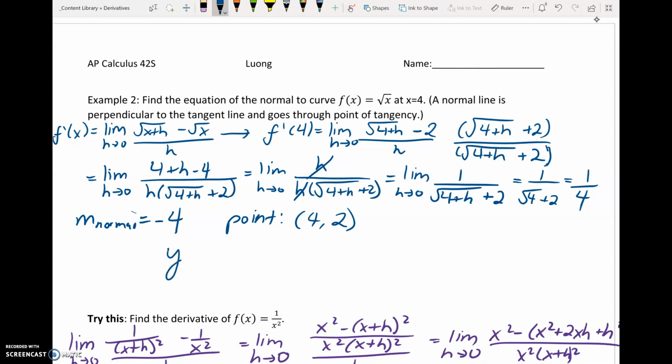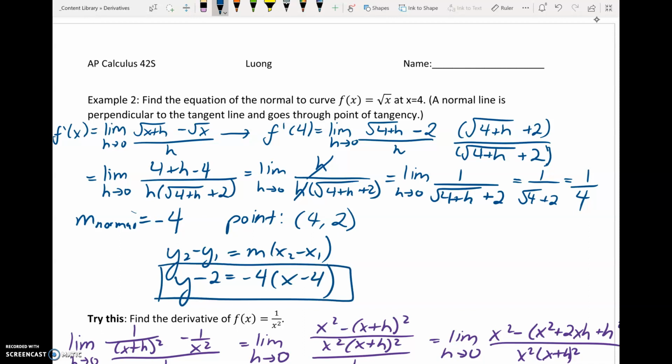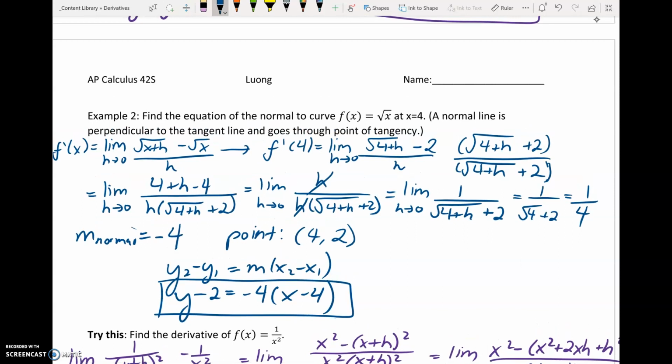Now we can plug this into our equation of a line. So our y is 2, m was -4, and then x is 4. And that's it. So for the next question, go ahead and try to do that, and then when you're ready, just press play to get the solution.